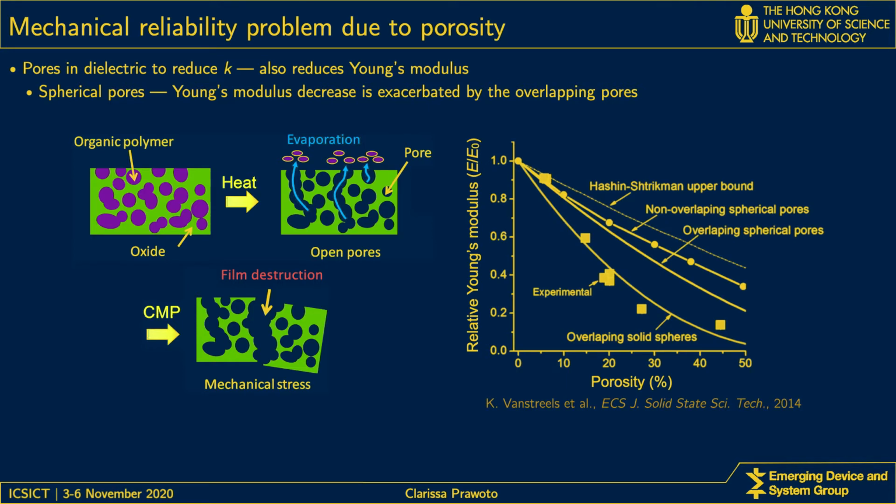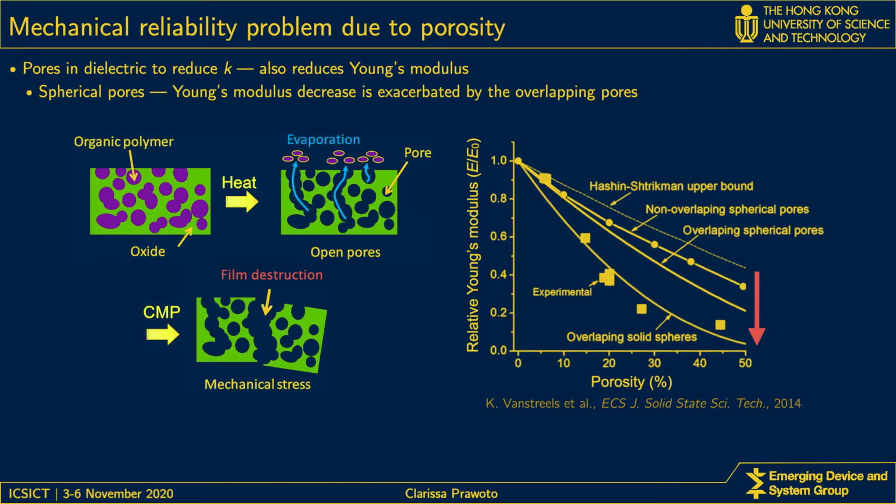We can see that the ideal model with periodic pores shows a linearly decreasing Young's modulus with porosity. However, with overlapping pores, Young's modulus degrades faster. This further limits the amount of porosity that can be introduced, which prevents a lower K value. In other words, this imposes a limitation in the material aspect. So other strategies are needed to reduce capacitance in interconnect.